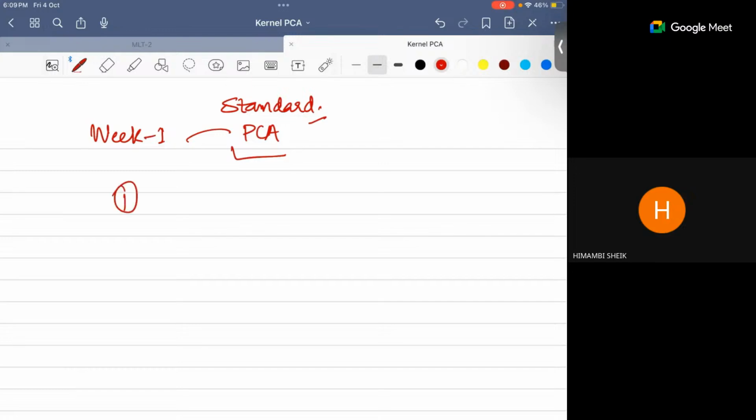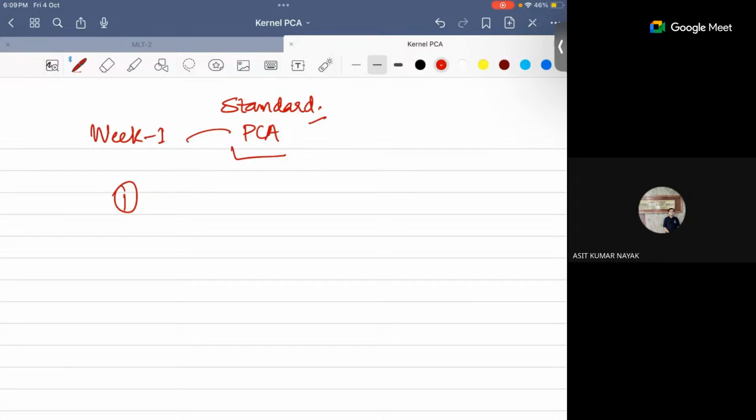So the first assumption that it was making is that whatever data set we are working on should be lying on a lower subspace. Yeah, go ahead. Yeah, the assumption is that it is linear. The data points should be in a linear subspace. Yeah, correct.